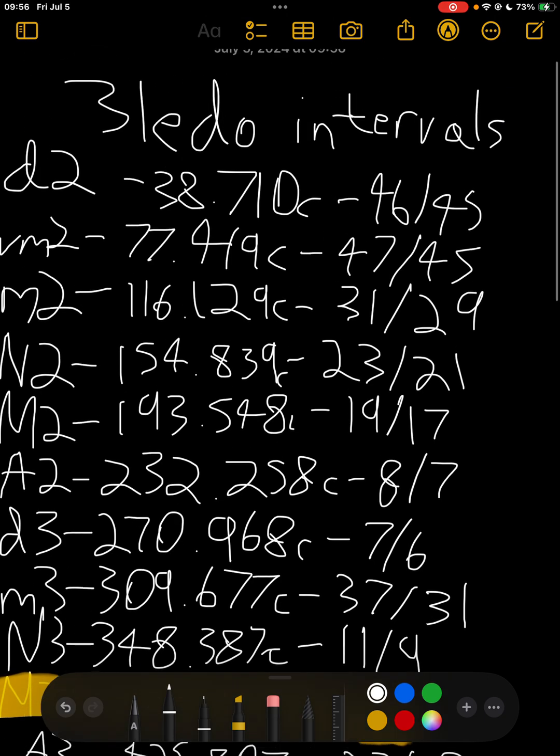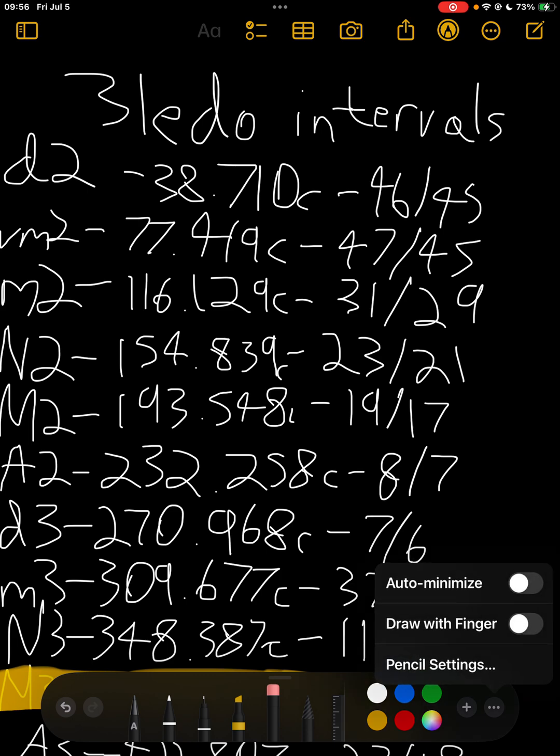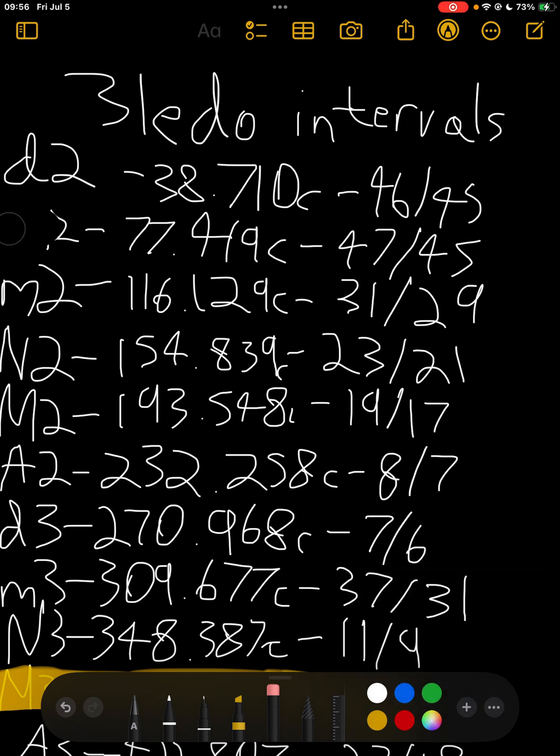Now our remaining intervals are simply the minor seventh, neutral seventh, major seventh, up major seventh. Oh, you know what? Actually, we could call this one the diminished second, and this one the augmented unison. Augmented unison and diminished second. There we go. That's a lot better.